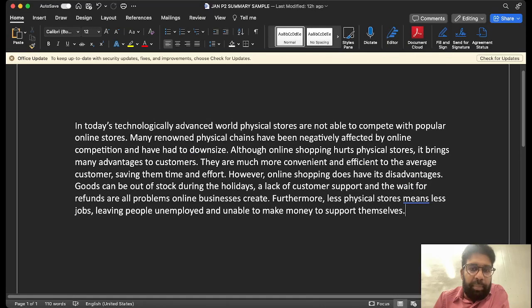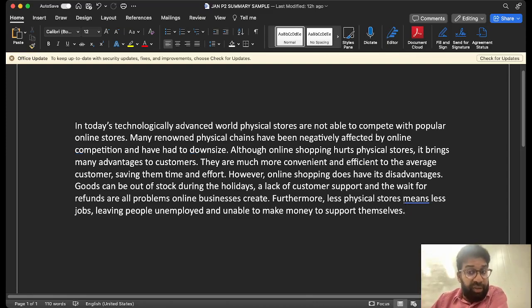So, this is my sample here. In today's technologically advanced world, physical stores are not able to compete with popular online stores. Simple as you see it there. Many renowned, meaning well-known, physical chains, a chain is like when you have plenty of different branches, have been negatively affected by online competition and have had to downsize. You could say they have had to close down branches, things like that.